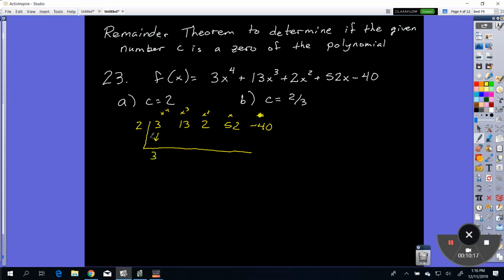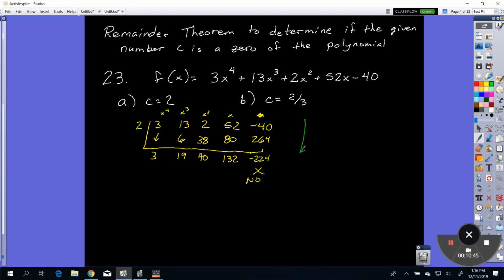So the 3 goes down. 3 times 2 is 6. 13 plus 6 is 19. 2 times 19 is 38. 38 plus 2 is 40. 40 times 2 is 80. It's not looking good. 132 times 2 is 264. Minus that is 224. So is that a 0? That would definitely be no, because that's not a 0 at the end.